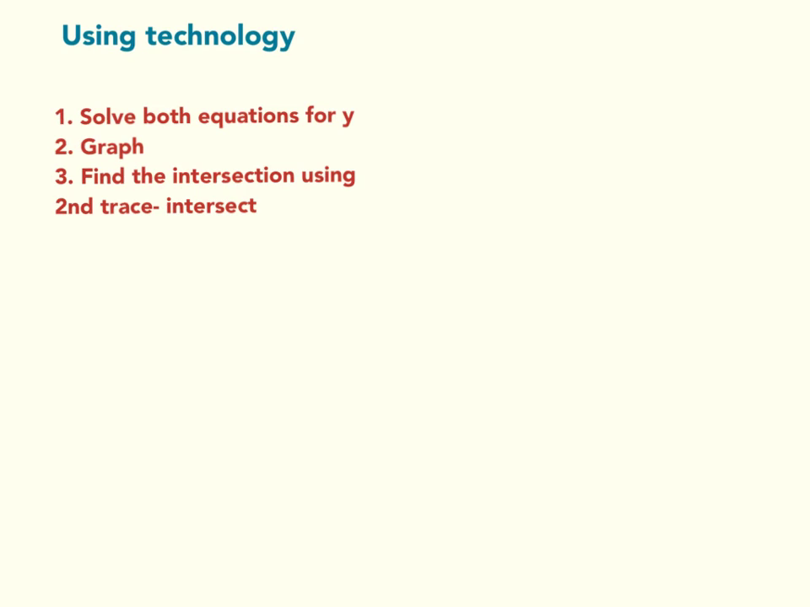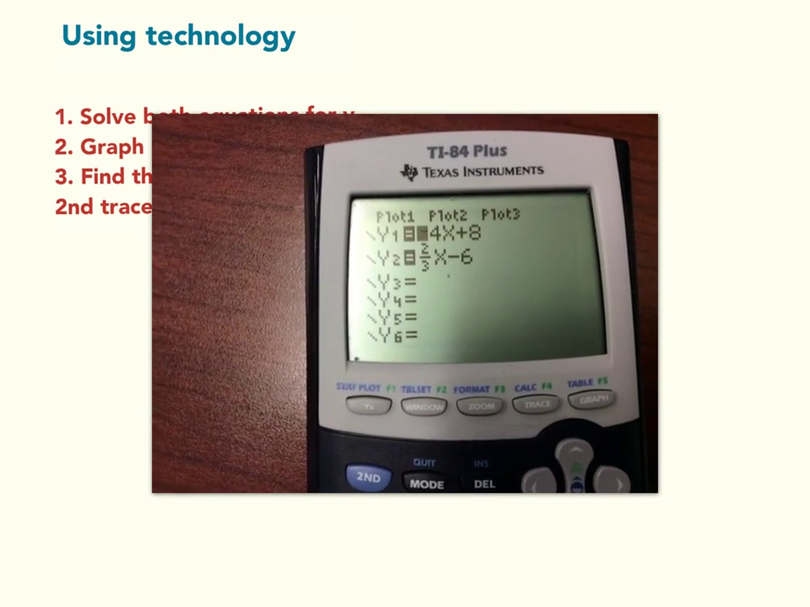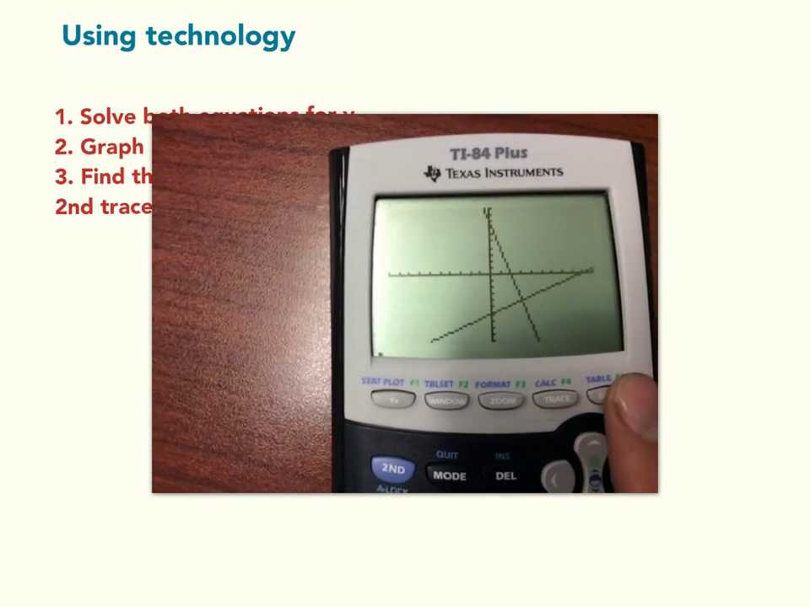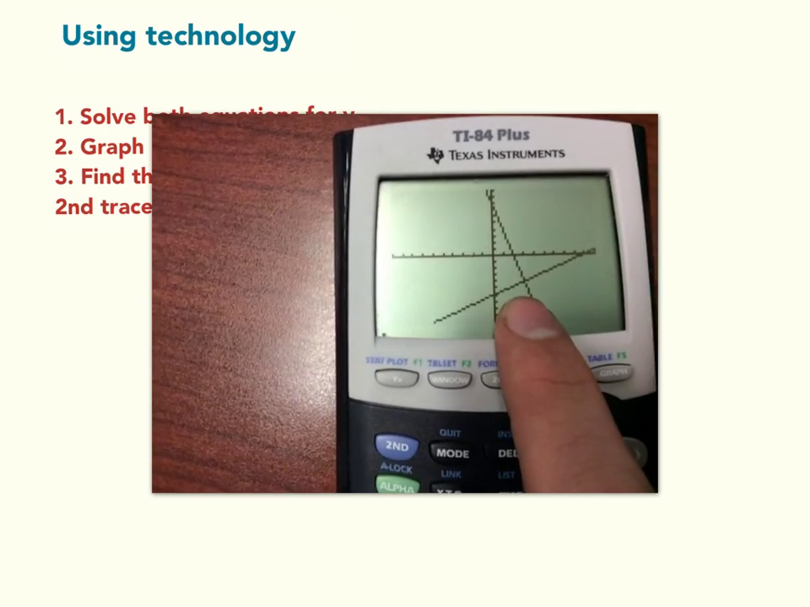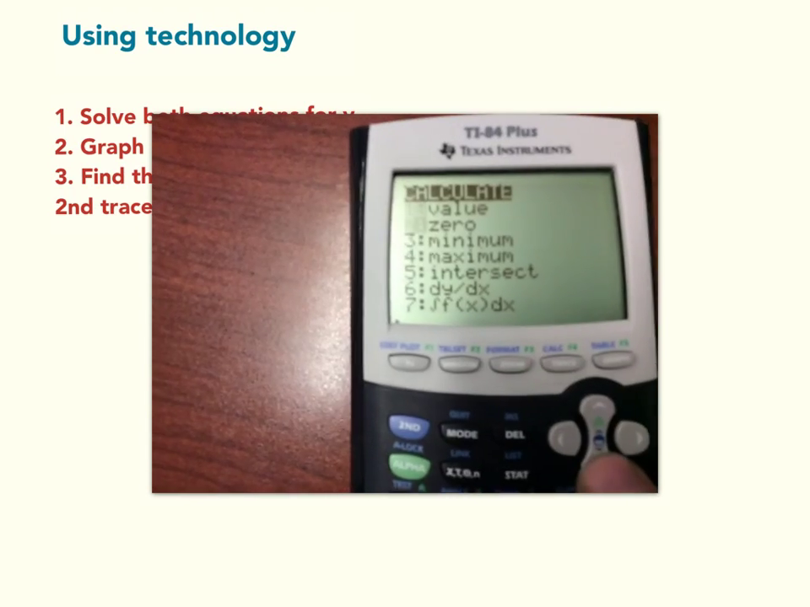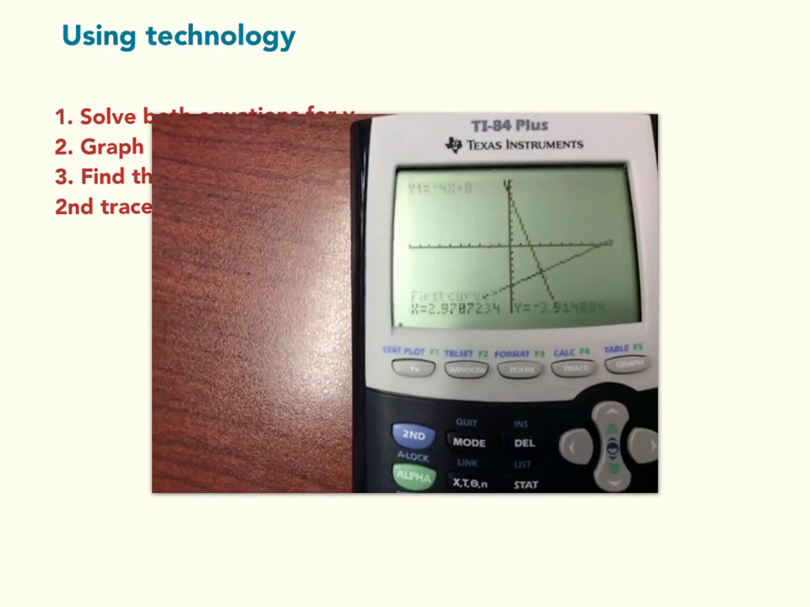Now if we're using technology like a calculator, we would solve both equations for y just like we did. We're going to graph, and we find the intersection using second trace intersect. So let me show you how to do that in the calculator. Here you can see I've already typed these functions into y equals. So now I'm going to graph them, and I can see their intersection. It looks a lot like the one that we just drew. I'm going to hit second trace, and number 5 is intersect.